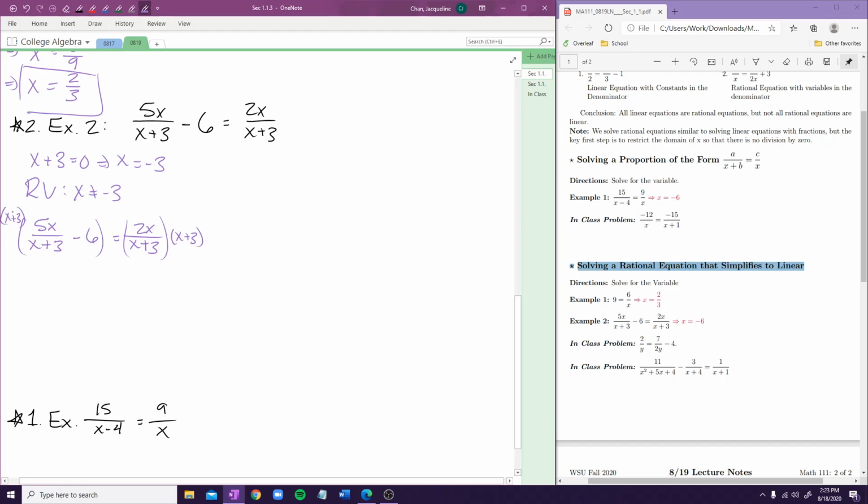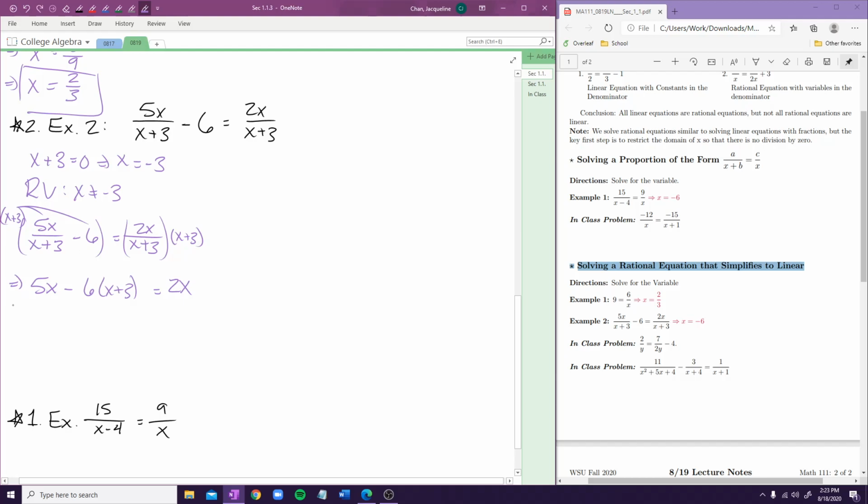Right? So I'm going to take x plus 3 and I'm going to distribute. When I do that, we get 5x minus 6 times x plus 3. Right? And I multiply 2x over x plus 3 times x plus 3. X plus 3's cancel, then I get 2x. Right? I am not left with any more fractions, so I did what I wanted to do. So that's a good sign.